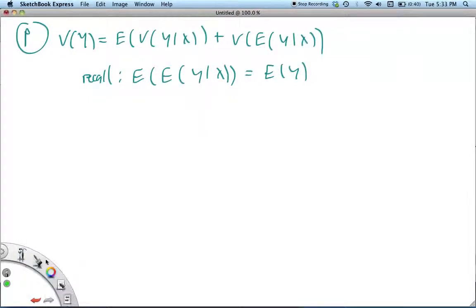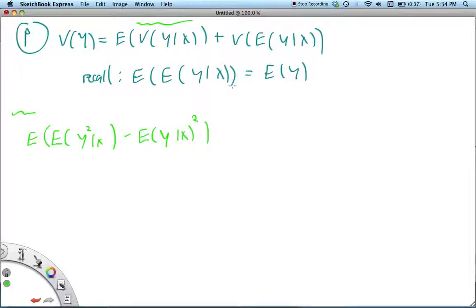Okay, so let's color code this a bit. Let's just look at this first piece over here. We want to look at the variance of y given x. The definition of that is the expected value of y squared given x, minus the expected value of y given x, squared. And then we have an expectation outside of that, so we're going to be taking the expected value of this piece.